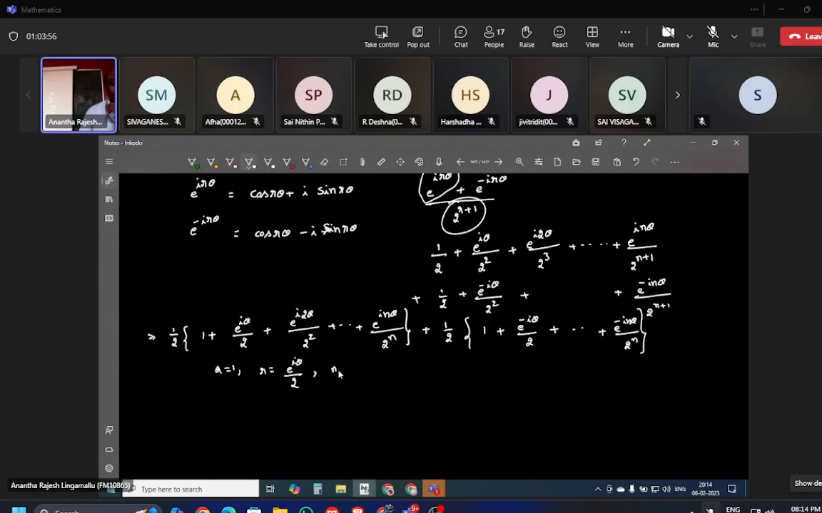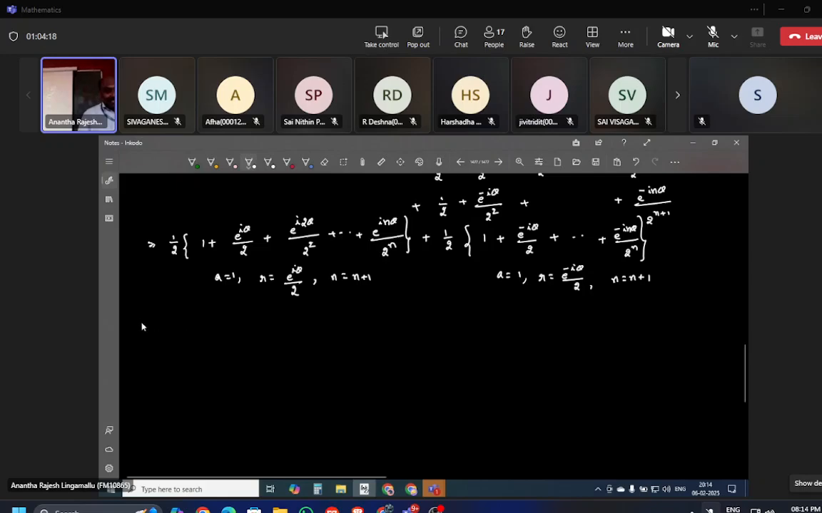Number of terms: I have started with e power 0 up to n. That means n plus 1. So number of terms is equal to n plus 1. Here a is equal to 1, r is equal to e power minus i theta by 2, and n is equal to n plus 1. That's it.